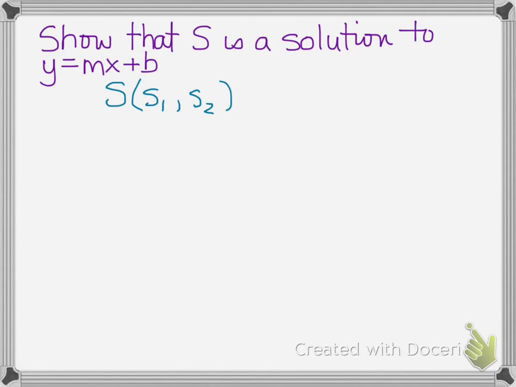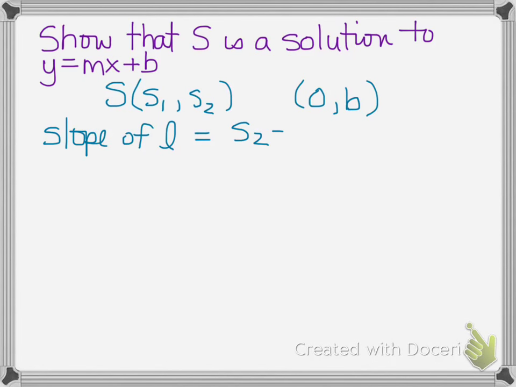I'm going to use point S and also the point (0, b), which is also a solution to y equals mx plus b. If I use those 2 points, I can write an expression for the slope. So the slope of line L is the difference in the y, so it's S2 minus b, over the difference in the x. And I just realized I'm spoiling your fun.